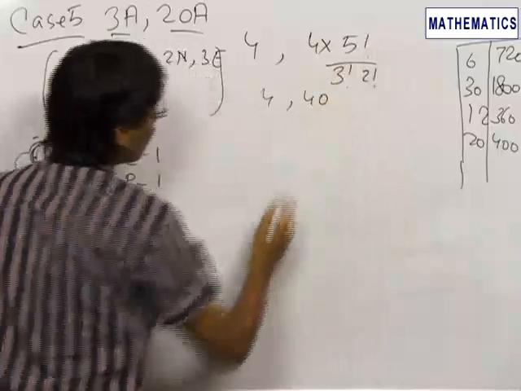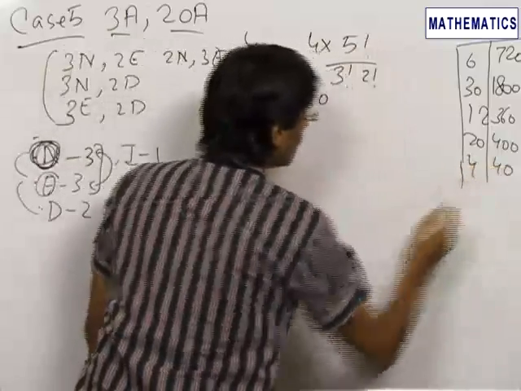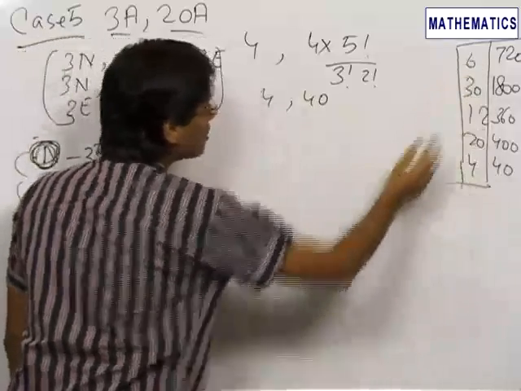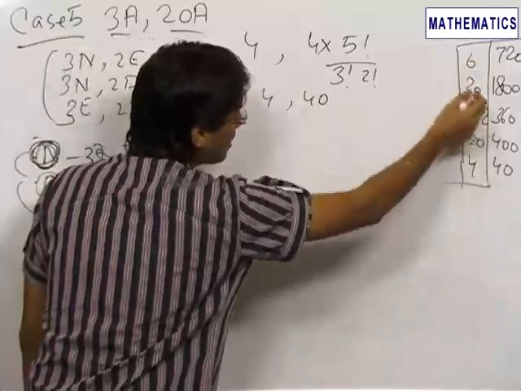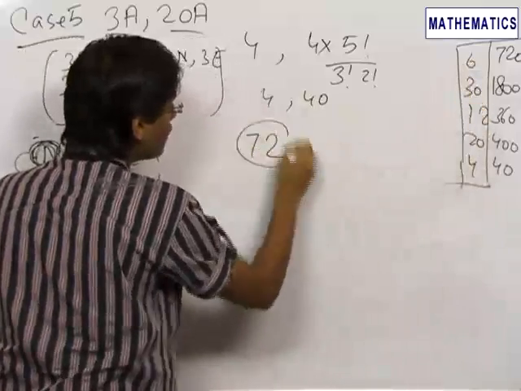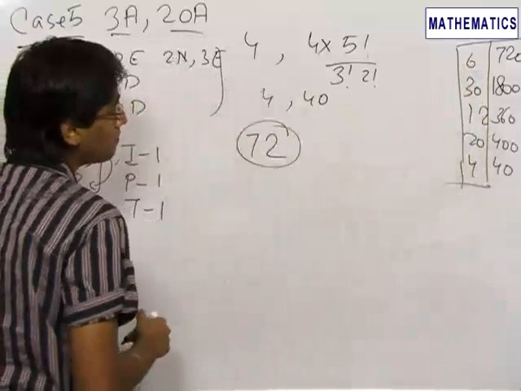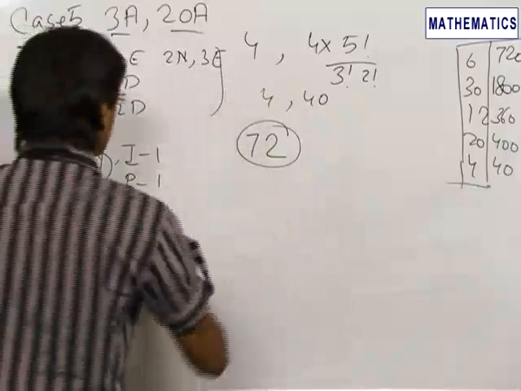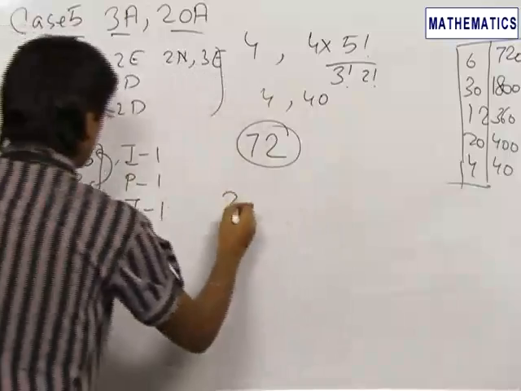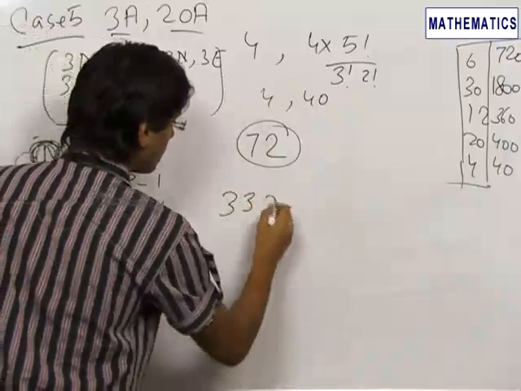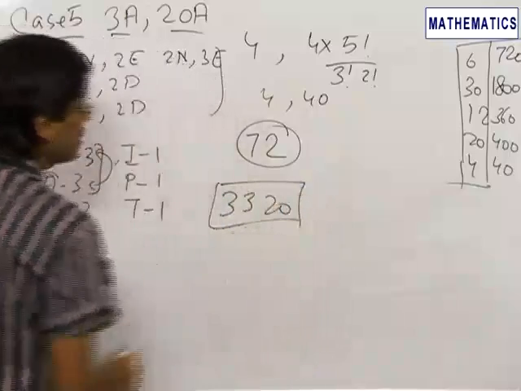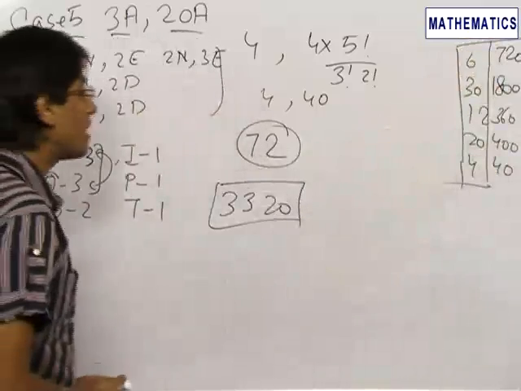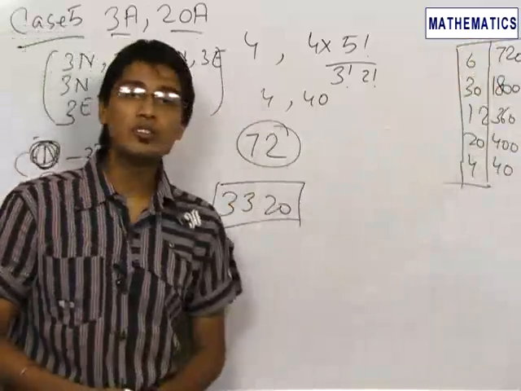So the total number of ways of making selections is the addition of this, which is 6 plus 4, 10, 30, 60 and 12, 72, and the total number of ways of making 5-lettered words is 3320, which is the summation of all these. Hence our final answers are 72 and 3320.